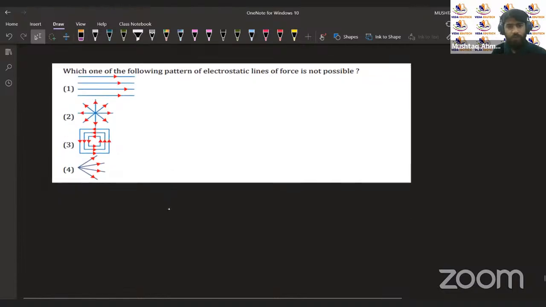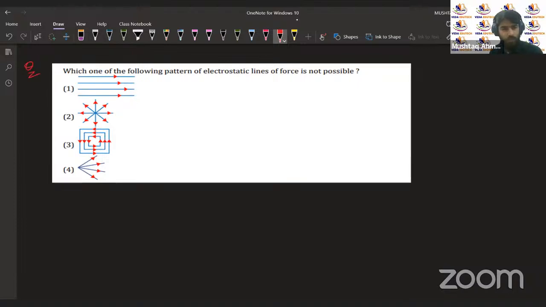And this is another question here. The question is with respect to the electrostatic lines of force. The question is very simple and basic here. Which one of the following patterns of electrostatic lines of force is not possible, right? We know that there are certain properties that electric field lines carry with itself, right? And one of the important properties of electric field lines is that it does not form closed loop, right?